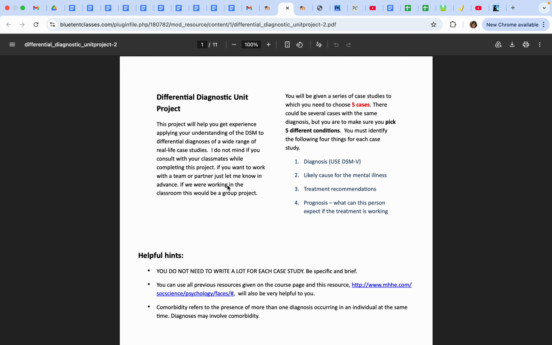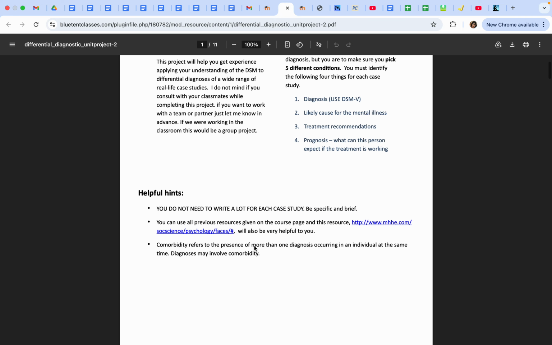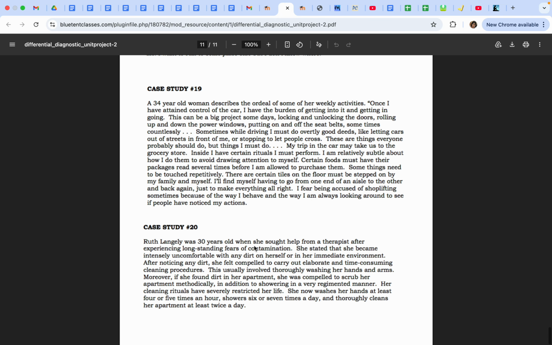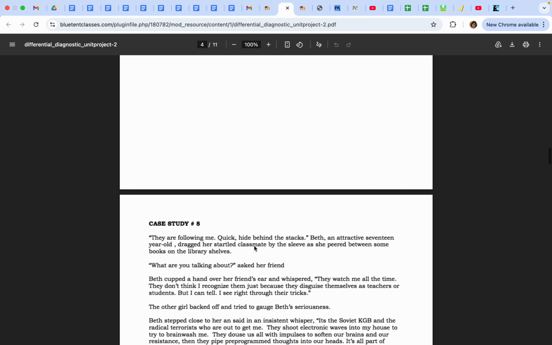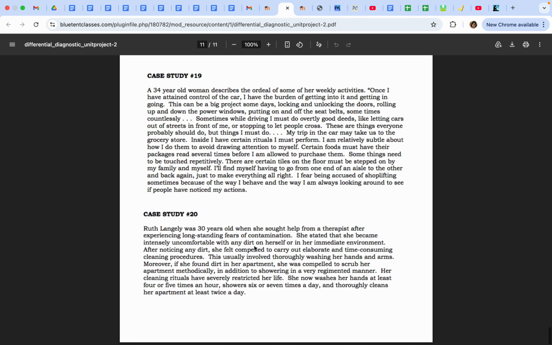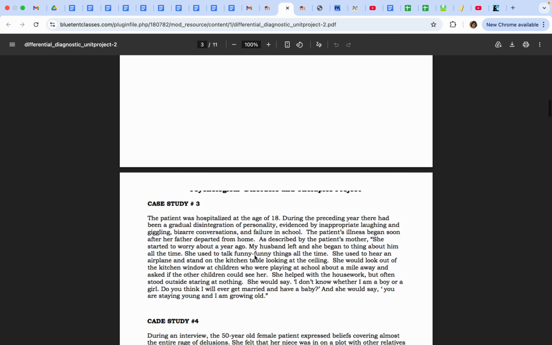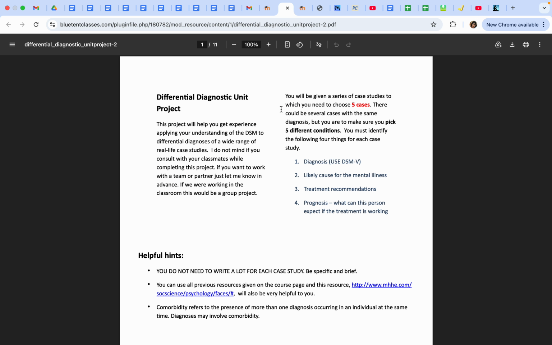Underneath here, you will see a lot of cases. Around page 20, I think there are 20 cases. You're not going to use all of these cases, so don't panic. Don't think you're going to do a whole bunch. What I want you to do is pick 5 cases, and really the only requirement is that they must be different diagnoses, different conditions. They can't be the same.